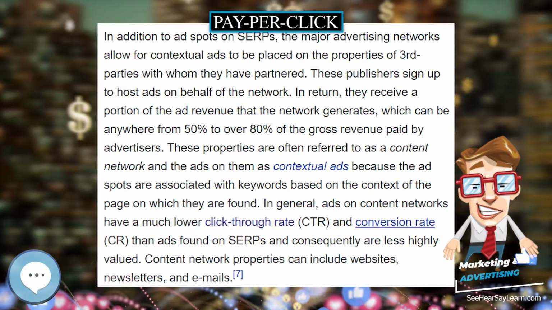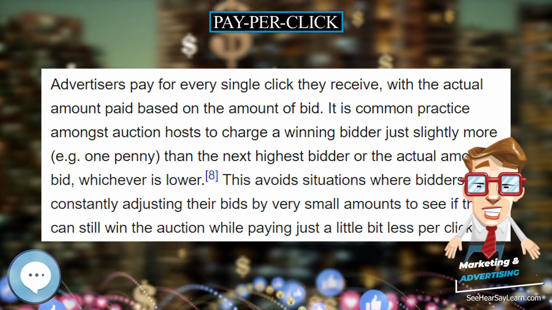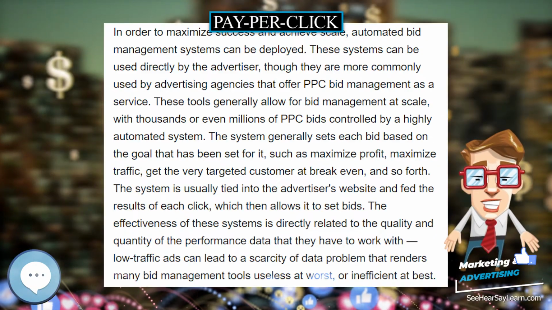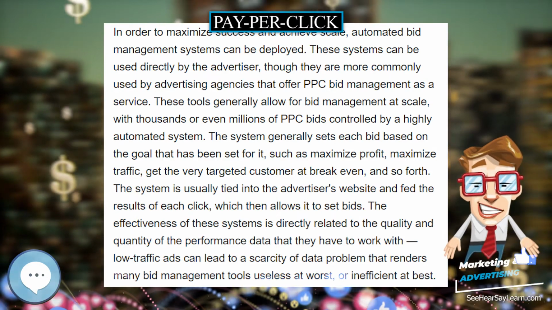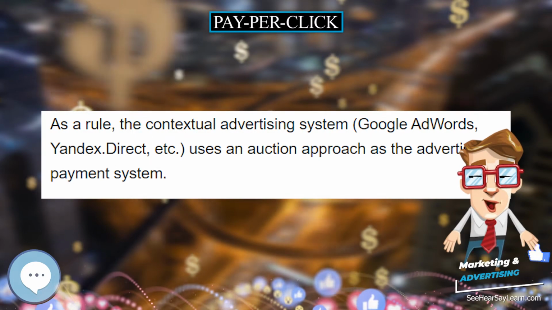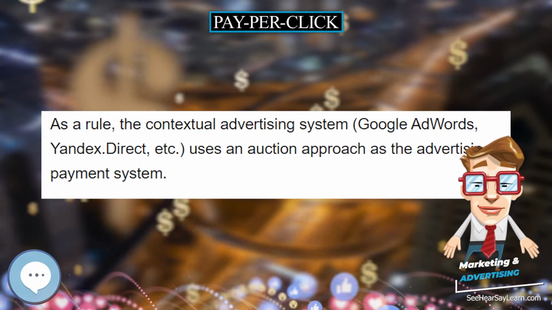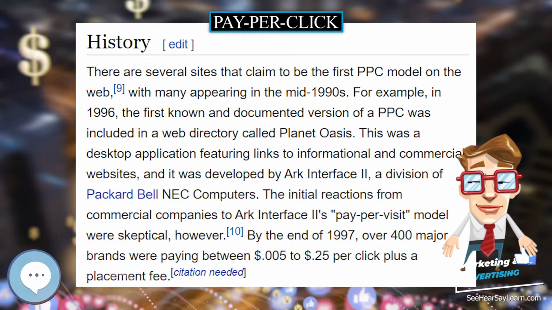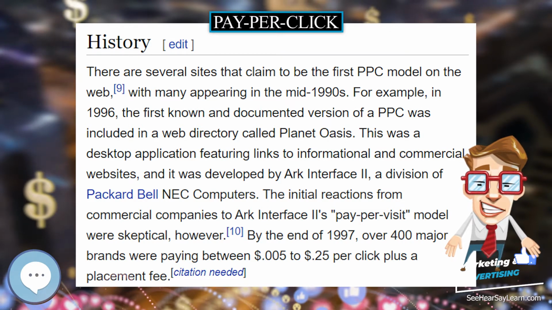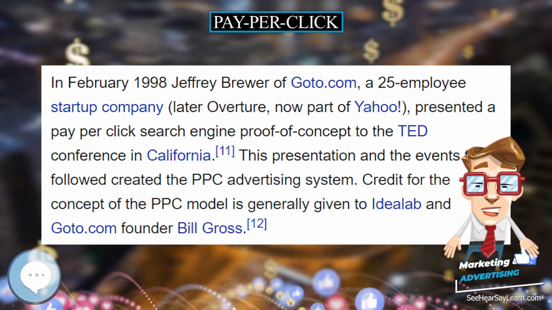In addition to ad spots on SERPs, the major advertising networks allow for contextual ads to be placed on the properties of third parties with whom they have partnered. These publishers sign up to host ads on behalf of the network. In return, they receive a portion of the ad revenue that the network generates, which can be anywhere from 50% to over 80% of the gross revenue paid by advertisers.